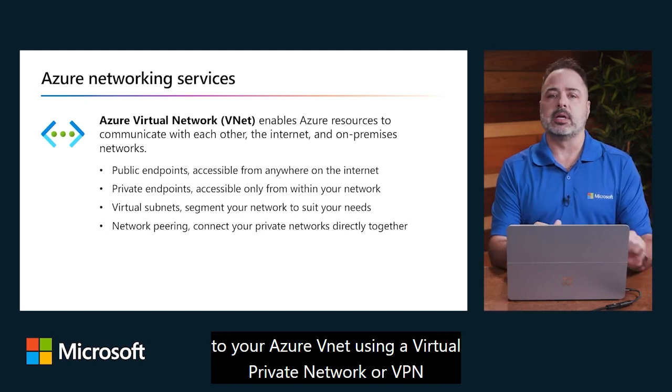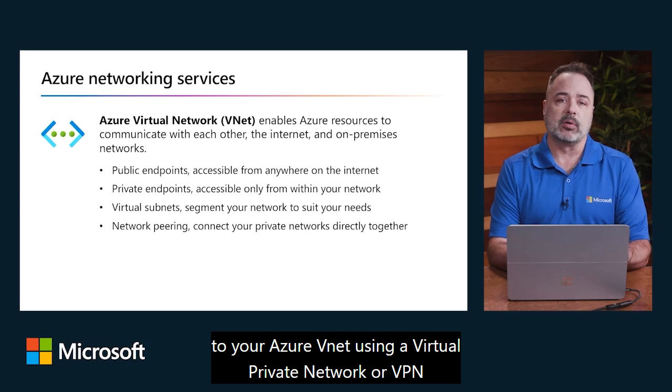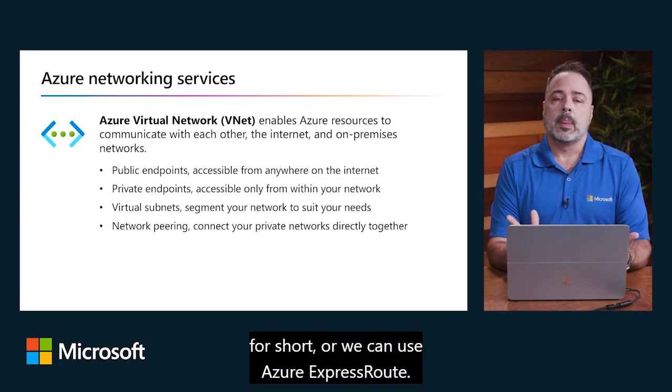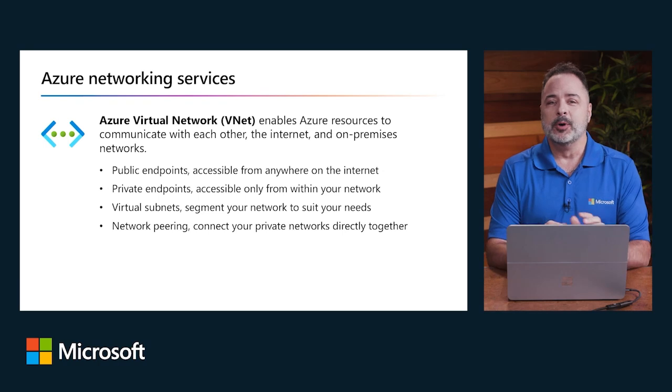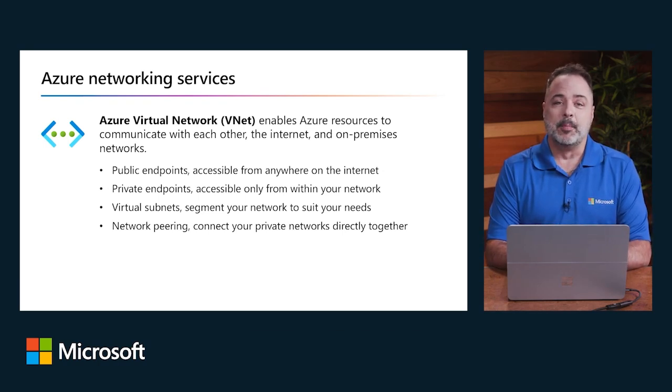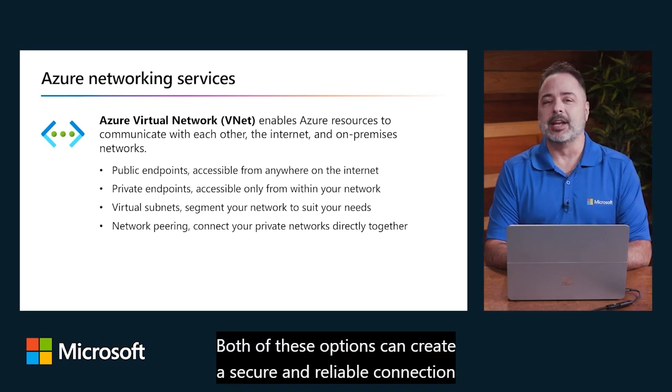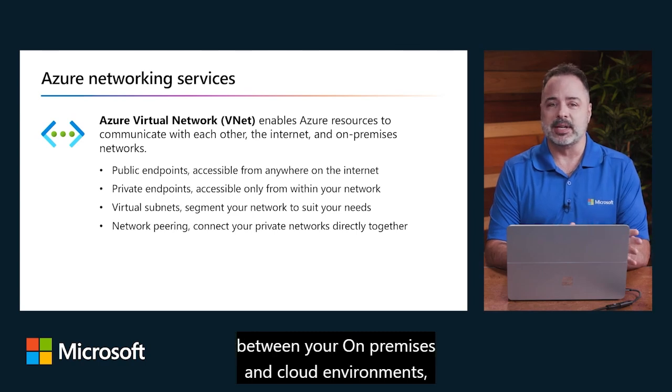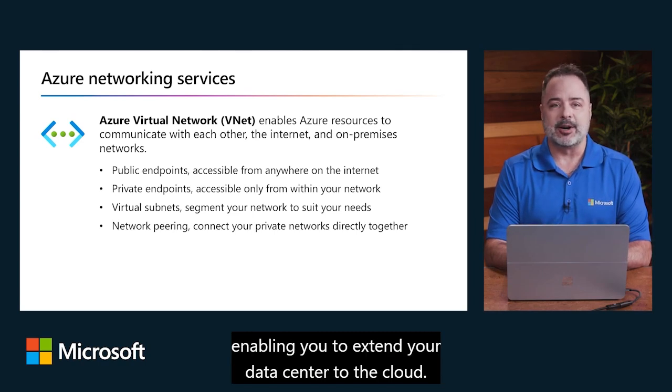Azure Virtual Networks also support hybrid networking scenarios, allowing you to connect your on-premises network to your Azure VNet using a virtual private network, or VPN for short. Or we can use Azure ExpressRoute. We'll introduce both of those services shortly. Both of these options can create a secure and reliable connection between your on-premises and cloud environments, enabling you to extend your data center to the cloud.